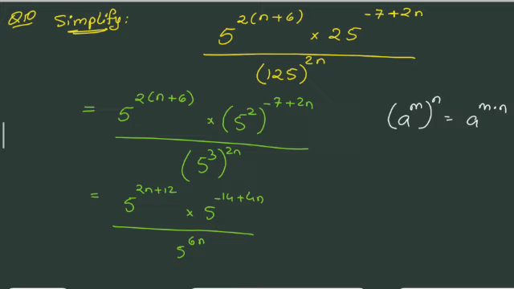Now you have the same base in numerator and denominator. Whenever same bases are multiplied, their powers are added: a raised to m into a raised to n is a raised to m plus n. And when same bases are divided, the powers are subtracted. So use that rule here.